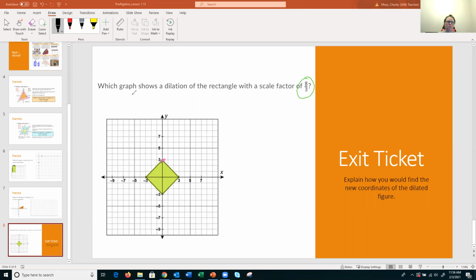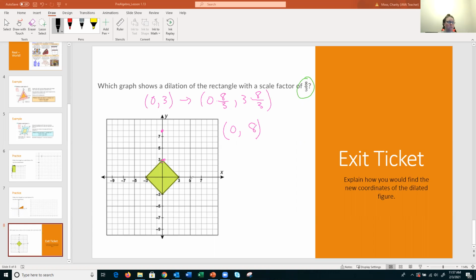Okay, that coordinate is 0, 3. And remember, if it has a scale factor, all we're doing is we're multiplying each x value and y value by that scale factor. Okay, the first one is just going to be 0. 0 times anything is 0. So 0 times 8/3 is 0. 3 times 8/3 is actually 8. Okay, so this new coordinate would be right here. Okay, and you can do this for all of them.